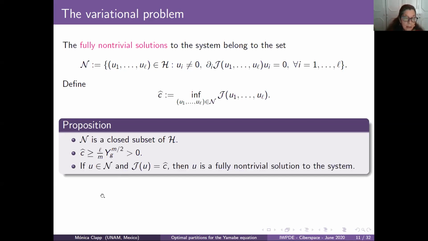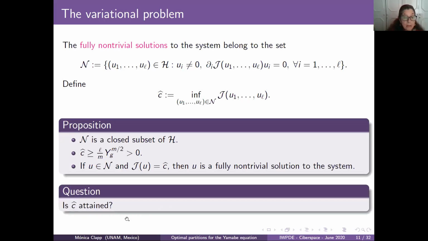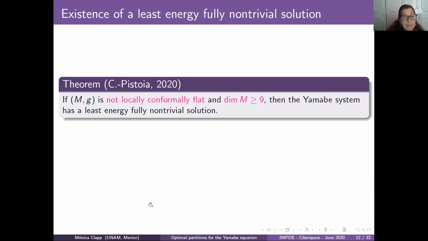And then the third property, which is the one which is interesting for us, is that if you find a minimizer on this Nehari set N for the functional J, then this will be a fully non-trivial solution to the system. So the question is whether this infimum is attained or not. What we proved together with Angela is the following. We proved that if the manifold M is not locally conformally flat, and if the dimension of the manifold is larger than or equal to 9, then indeed this infimum is attained. So the Yamabe system has a least energy, fully non-trivial solution.